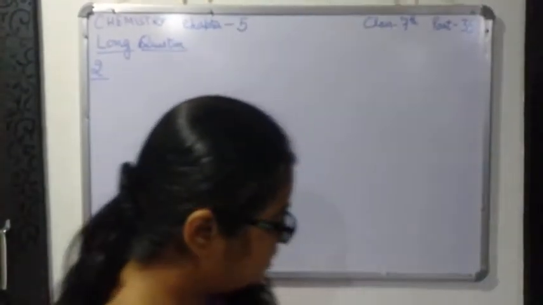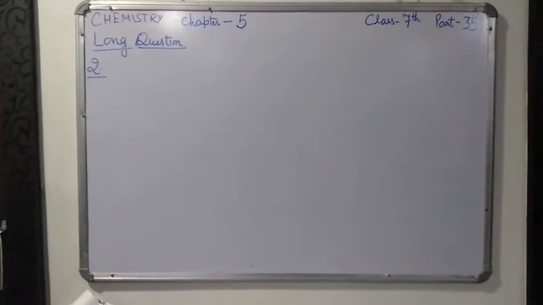Okay, so your question is question number 2. Question number 1 I had given in my previous video. Now I am going to start with question number 2. Your question number 2 is, what are the three subatomic particles of an atom? How are they different from each other?